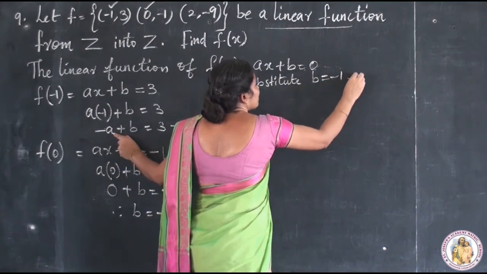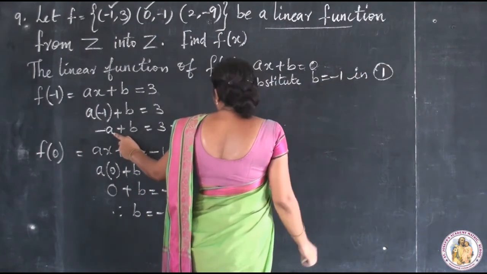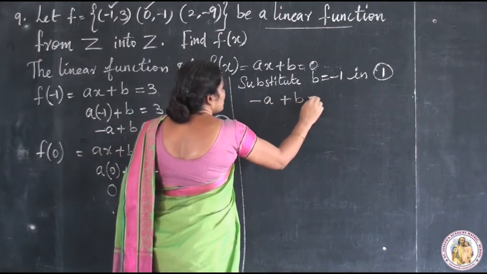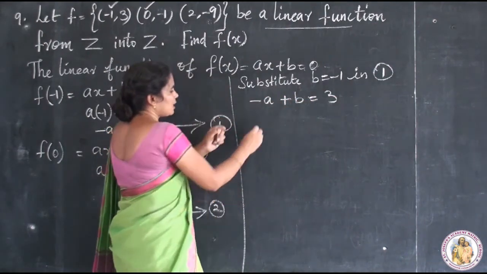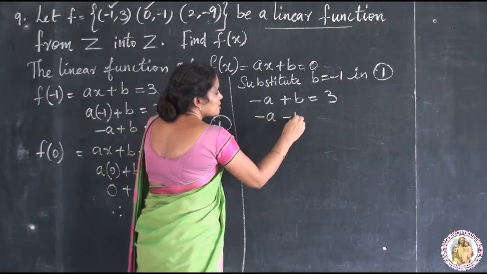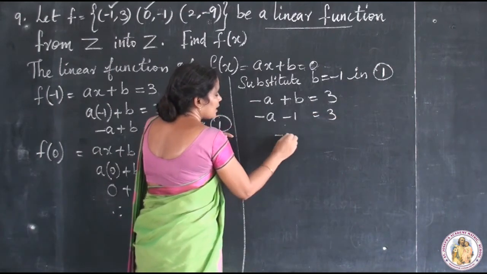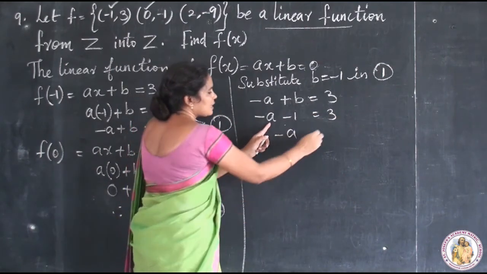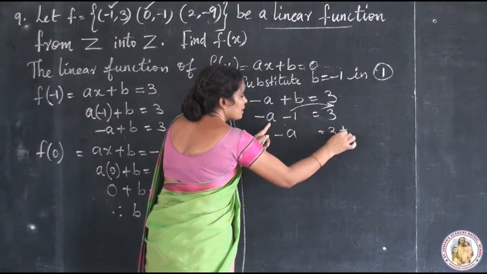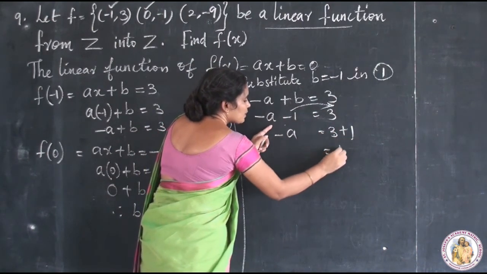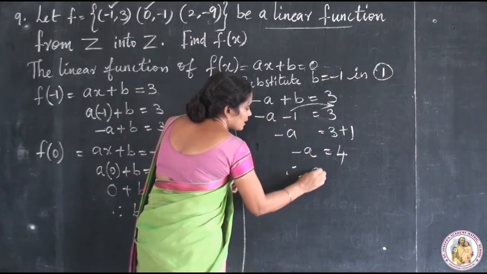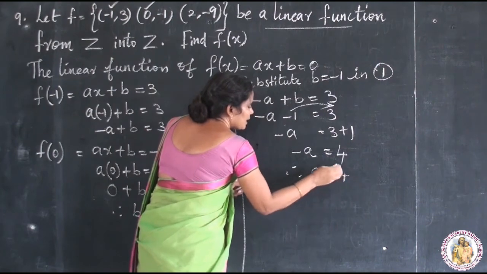Substitute b is equal to minus 1 in first equation. So, here minus a plus b is equal to 3, minus a minus 1 is equal to 3. Having minus a in the left side, take minus 1 to the right side, minus 1 will be plus 1. So, 3 plus 1 is 4. Minus a is equal to 4, therefore a is equal to minus 4.